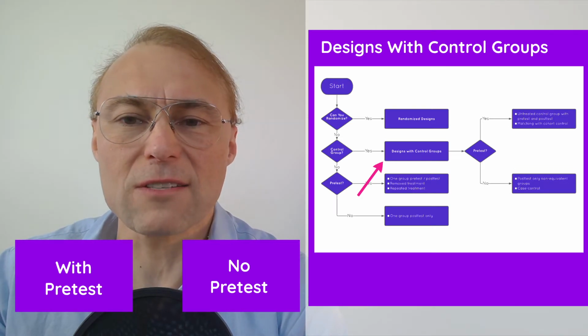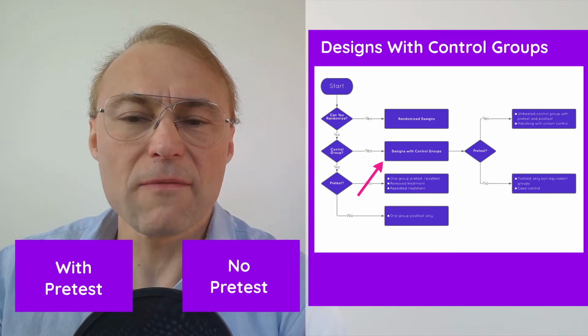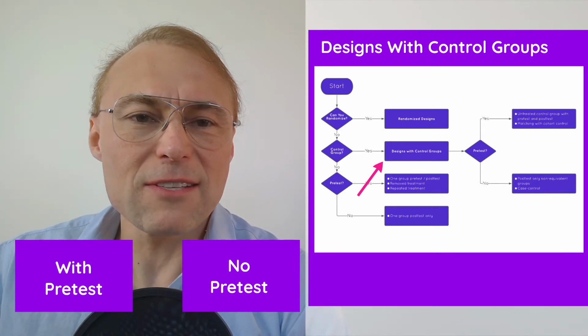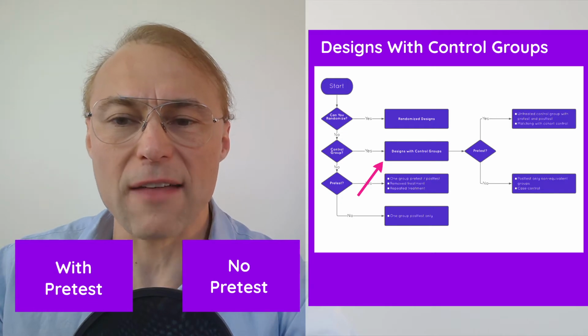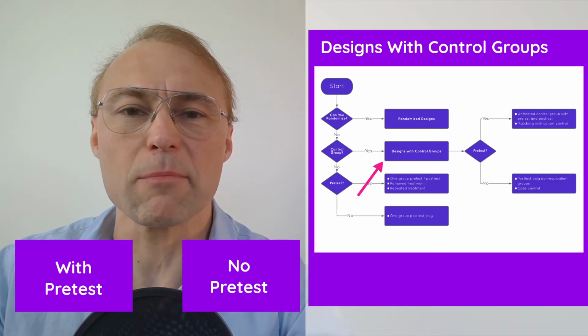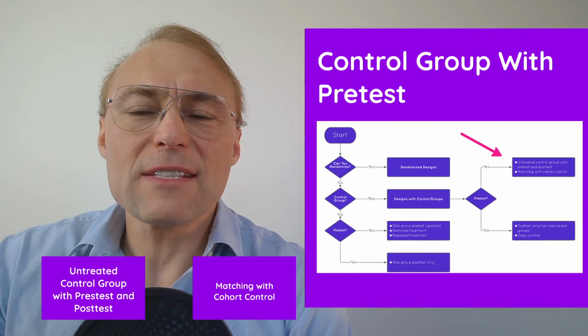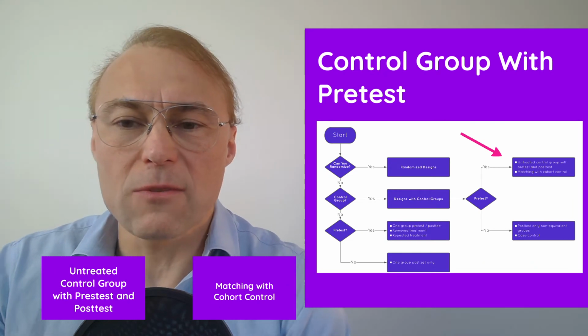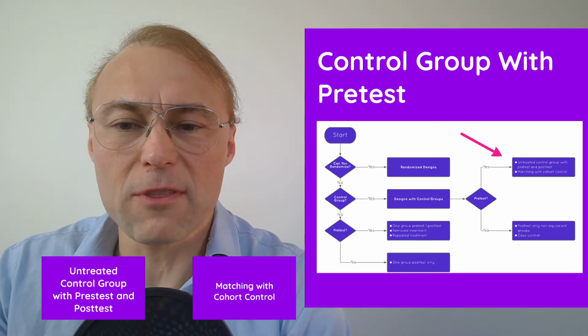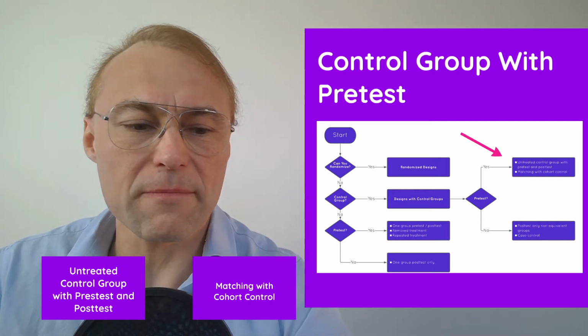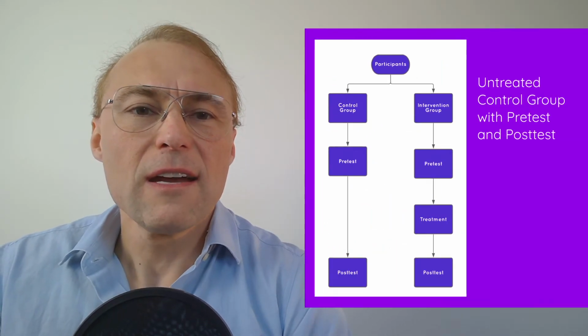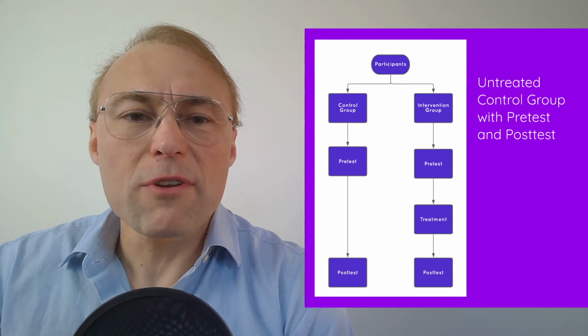And the next question is, can you have a pretest? If you can have a pretest or not a pretest, leads to two different paths. So let's assume that we can have a pretest. In this case, we have two options for designs, which are the untreated control group with the pretest and posttest, and the matching with cohort control.